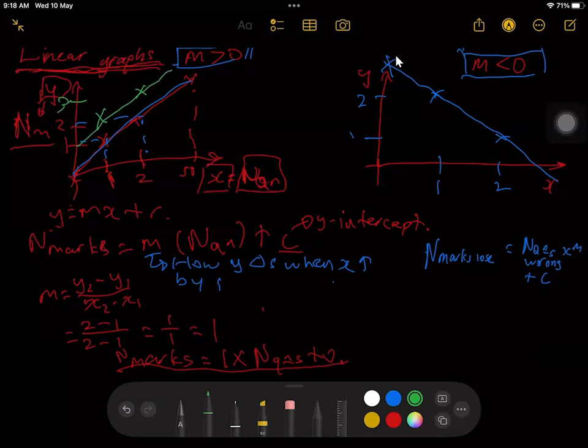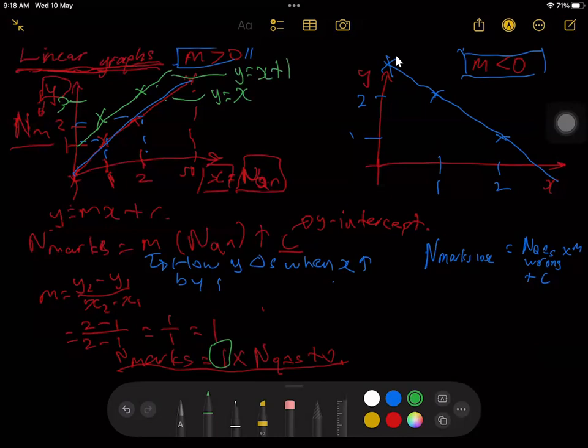Please note that these two lines, the one in the green and the one in the blue, are parallel to each other because they have the same gradient of 1. The only thing that changed was the y-intercept. This line has the equation y equals x. This line has the equation y equals x plus 1.